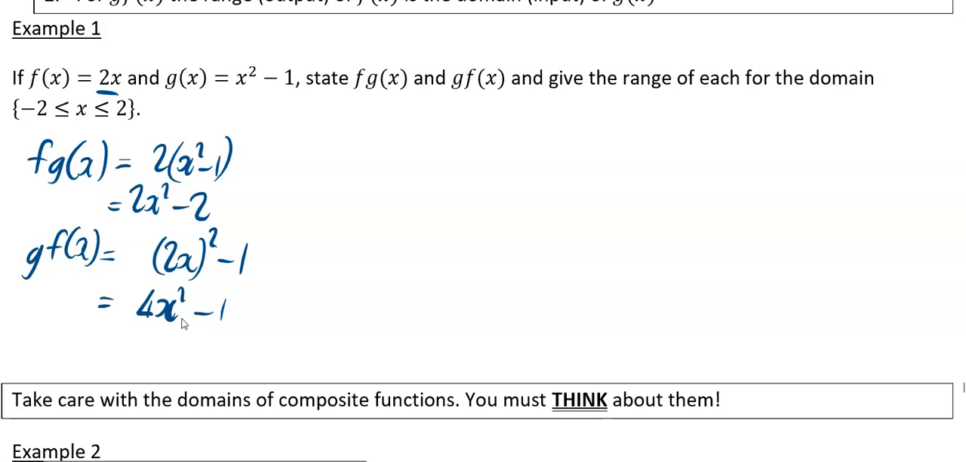Right, we're going to give the range of each for the domain minus 2 to 4. So the range of fg belongs to the set of reals such that... so how do we work this out? This is our equation, and it's not always that you just put the outer limits into this thing. We'll see why. If you put in minus 2, for example, you'd get 4 times 2 gives you 8, minus 1 gives you 6. If you put in positive 2, it would give you 4 times 2 is 8, minus 1, which gives you 6 as well. So the upper limit is 6.